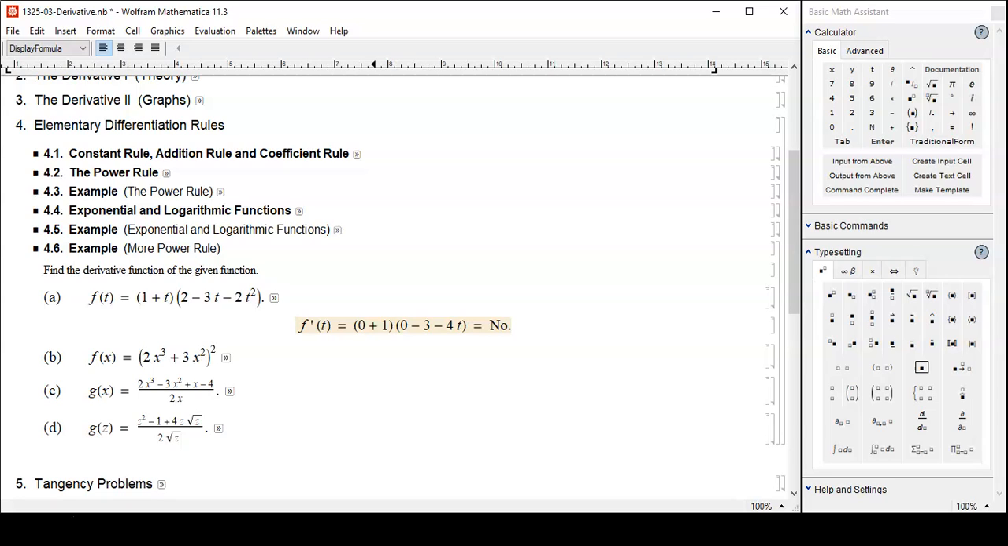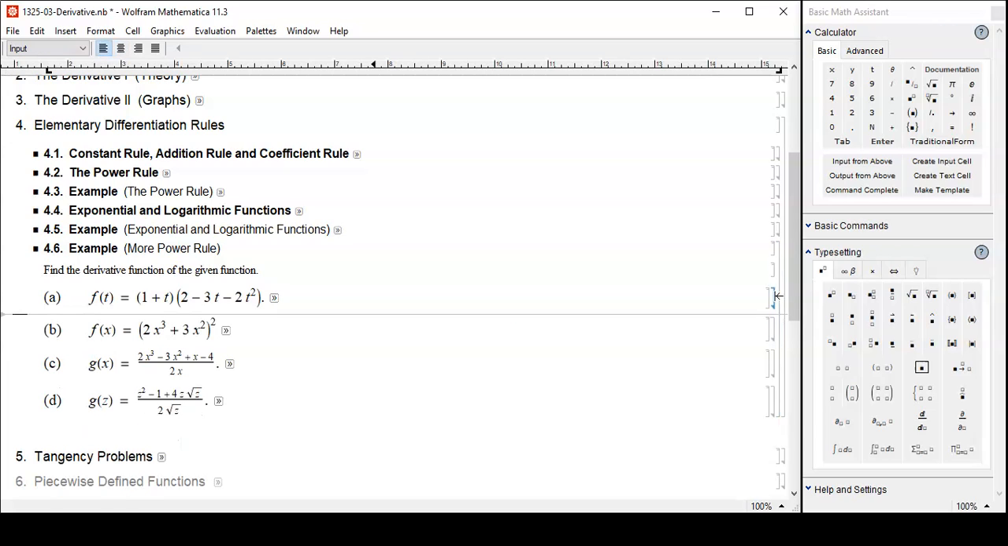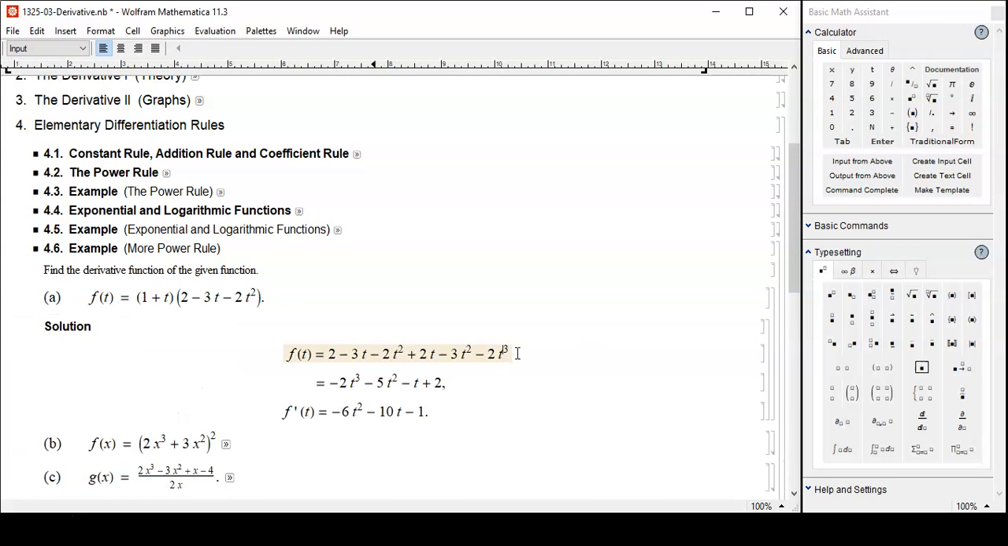It turns out that derivative of product is not the product of the derivative. Derivative of sum is sum of the derivative, yes, but not the product. In that case, how do you work it out? Well, fold it first. Break it up first.